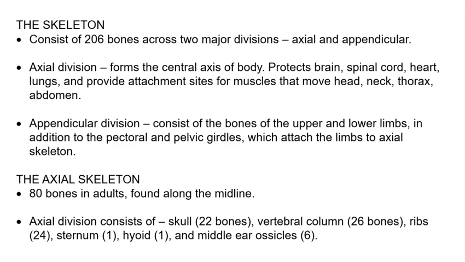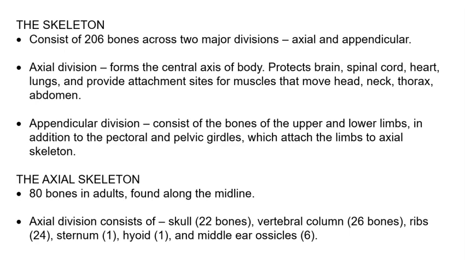The appendicular division consists of the bones of the upper and lower limbs, in addition to the pectoral girdle and the pelvic girdle. The girdles function to attach the limbs to the axial skeleton. Specifically, the pectoral girdle attaches the upper limbs to the axial skeleton, and the pelvic girdle attaches the lower limbs to the axial skeleton. Here, our focus will be on the axial skeleton.